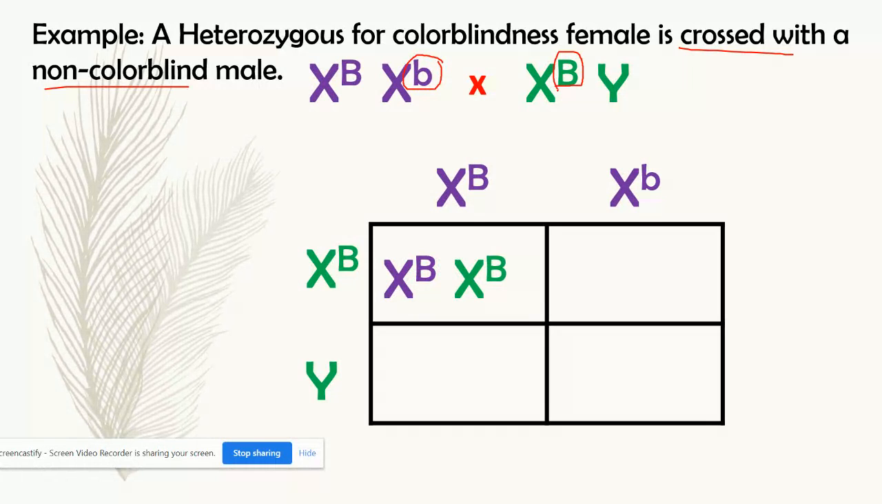This will be a daughter who can see all colors. She is homozygous dominant and a female. Over here, we have the X from the mom and we have the Y from the dad. This is a son.